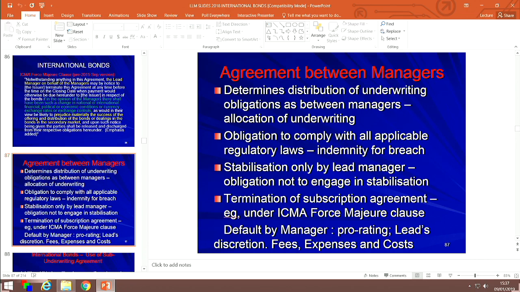Each underwriter agrees to indemnify every other underwriter for any loss suffered due to a breach by an underwriter of its obligation to comply with applicable regulatory laws. So if one of them breaches it, inevitably what might happen is that a regulator like the Securities and Exchange Commission in the US or the FSA in London will step in and take action, resulting in losses being suffered by the underwriters, in particular because they've stopped the issue.